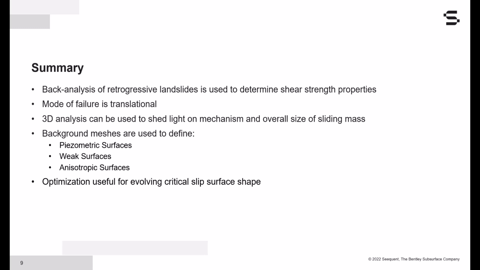Anisotropic surfaces, on the other hand, do not affect the shape directly. The strength at the base of each column assumes the strength of the weak material only if the column base, dip, and dip direction are within tolerance of the dip and dip direction of the anisotropic surface. Consequently, it is very useful to use optimization to allow the slip surface to evolve naturally, following the shape of the anisotropy and producing a lower factor of safety.